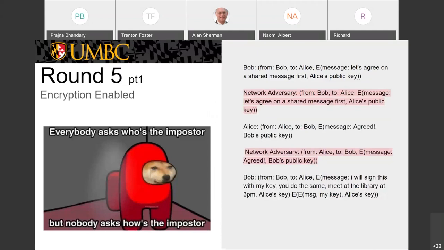Here's some more with encryption enabled. This section is between Bob and Alice, and Bob and Alice are trying to set up a sort of protocol. Bob says, let's agree on a shared message first. The network adversary forwards it on. Alice agrees, the network adversary forwards it on. And Bob says that he's going to sign it with his key and she will do the same, and to meet at the library at 3 p.m. Next slide.